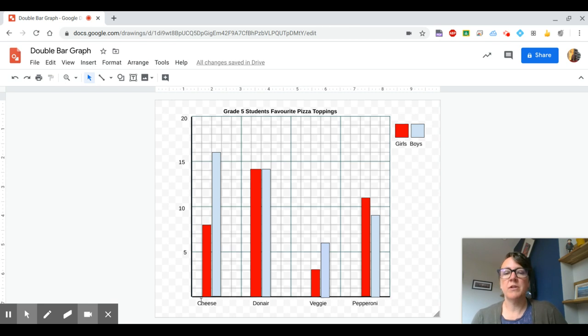On the horizontal axis is where you can either put the number when it comes to the actual data, or you can put the actual things that you have asked about. So in my case, I have chosen to put on the bottom the choices that I gave for the grade 5s when it comes to their favorite pizza toppings. And it's cheese, donair, veggie, and pepperoni. And then on the vertical axis here, I have done the amount of students.